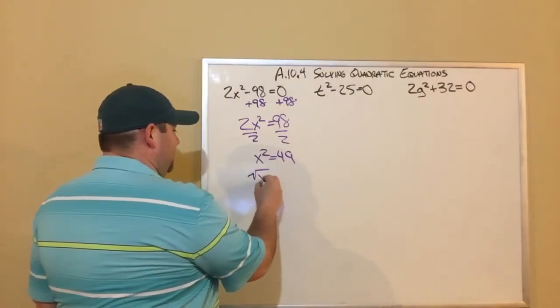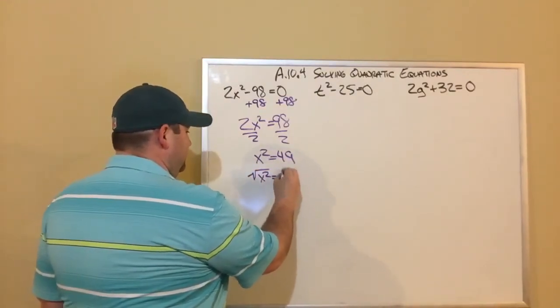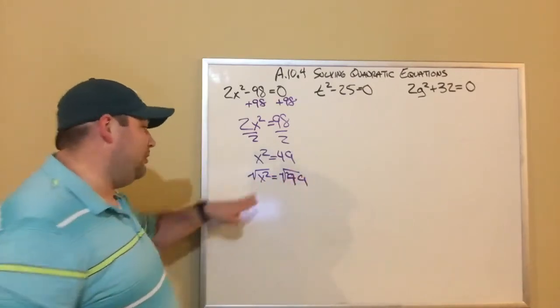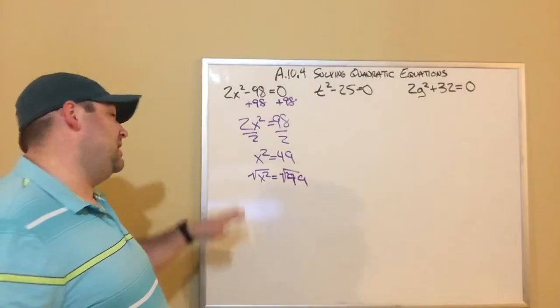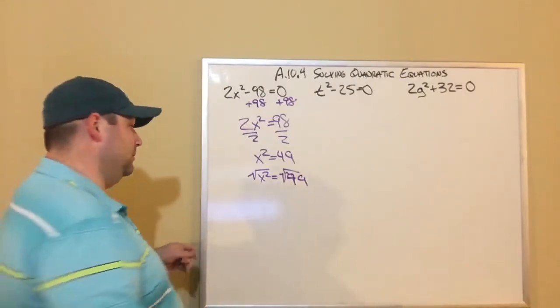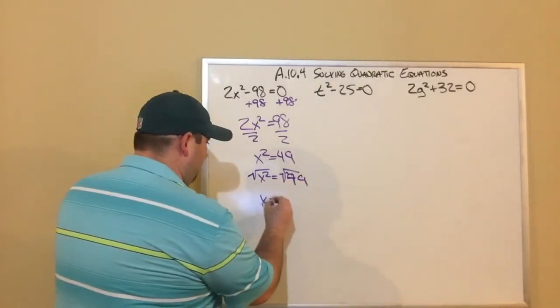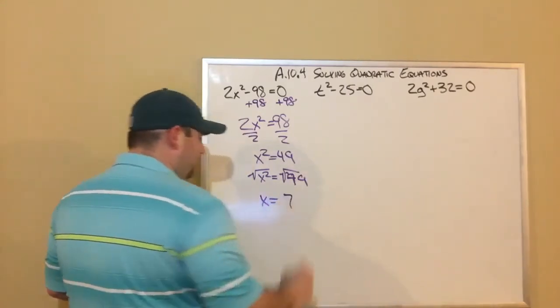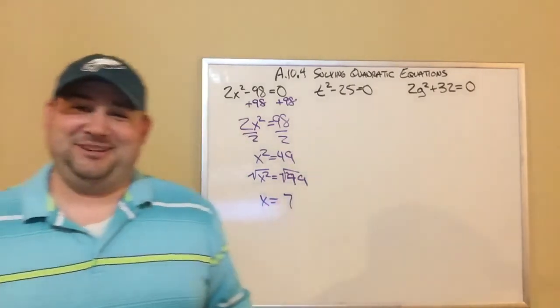We take the square root of both sides because the square root cancels out the square. So an exponent of 2 is canceled out by a square root. So I get x equals, which is what I want. Now the square root of 49 is 7. We all know that. Our problem is this is not the only answer.